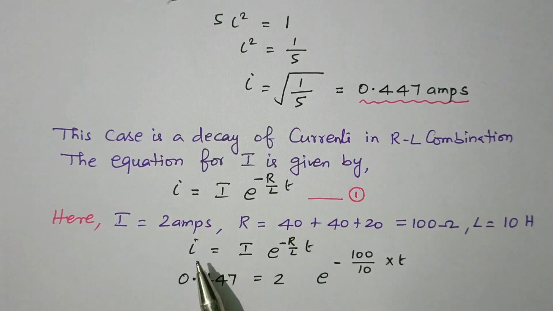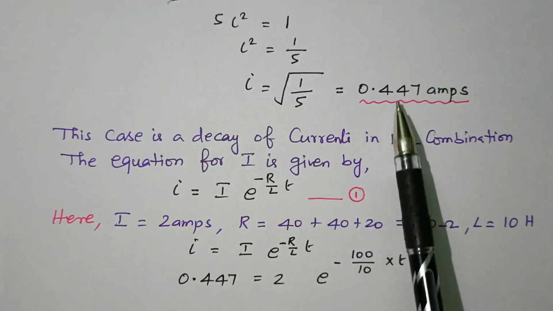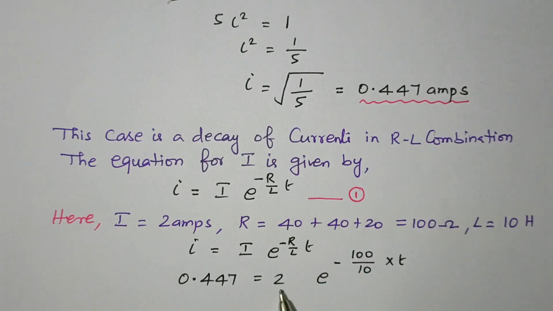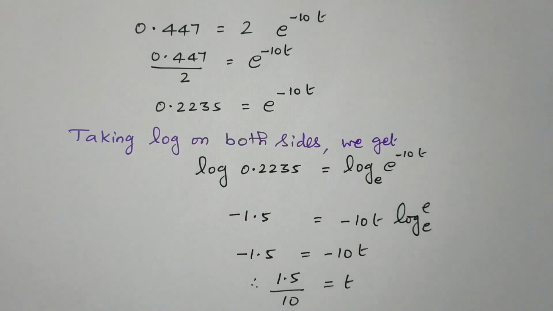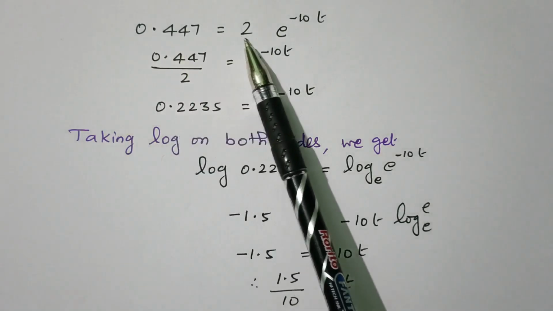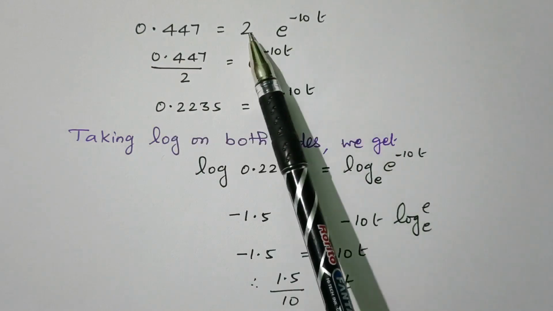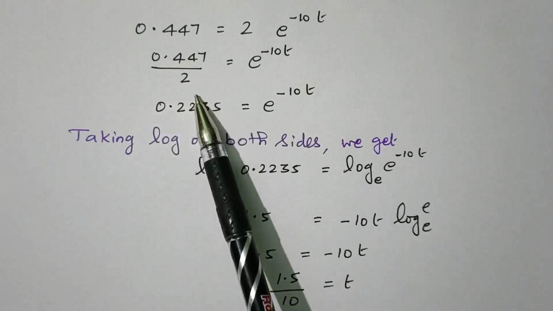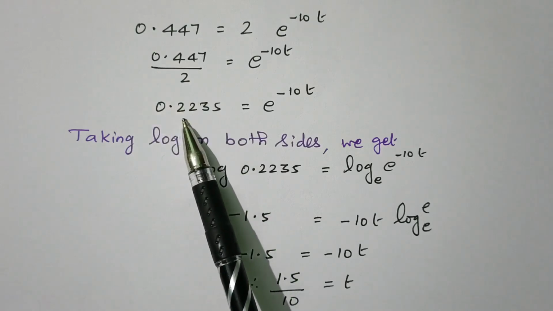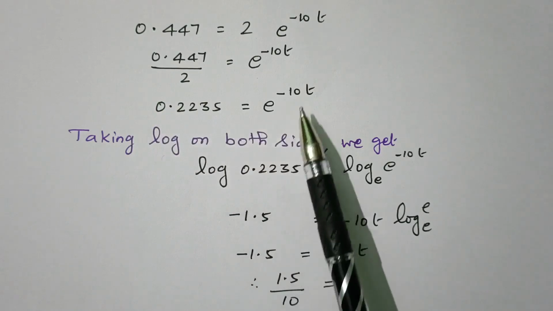Now we can substitute all the values. I equal to I e power minus R by L t. So I is 0.447, which we calculated here, equal to 2 ampere. This is the steady state current, e power minus 100 by 10 into t. Now we can go for further simplification. So 0.447 equal to 2 e power minus 10t, that is minus 100 by 10 is 10t. Bring the 2 to the denominator. 0.447 divided by 2 is 0.2235, that is equal to e power minus 10t.